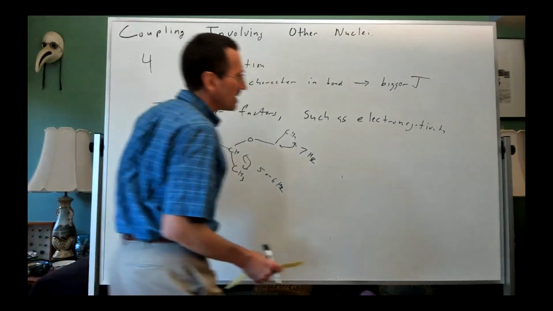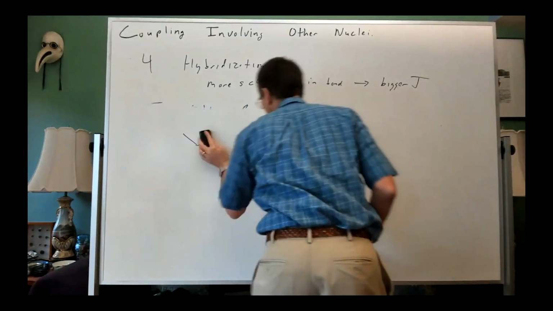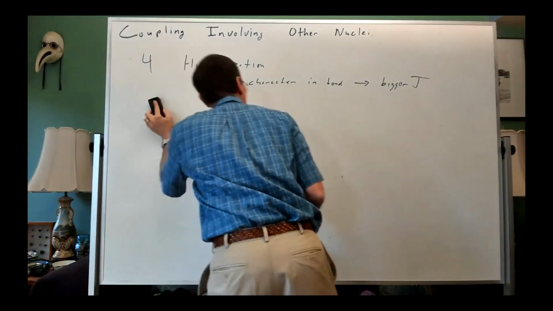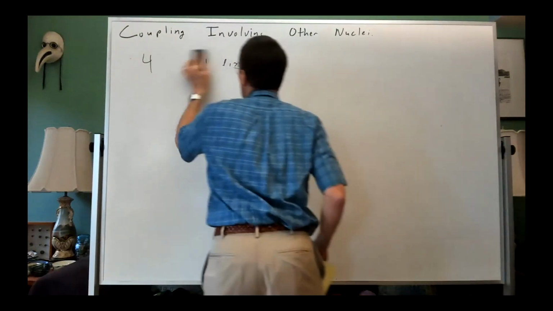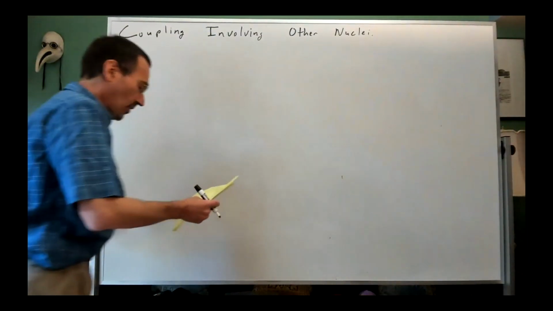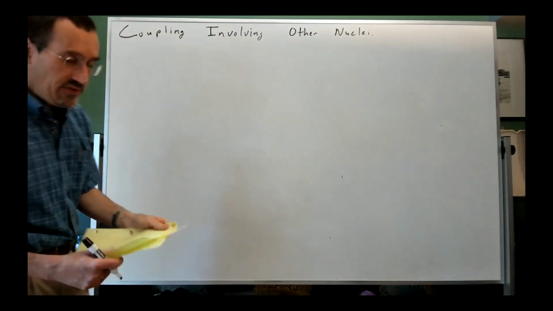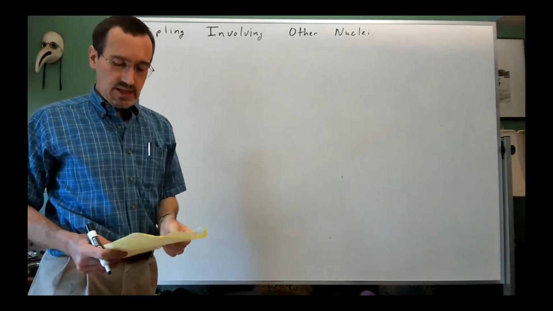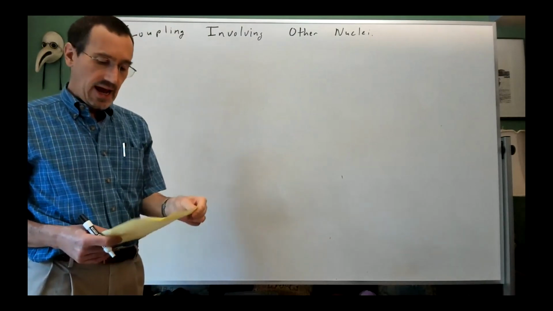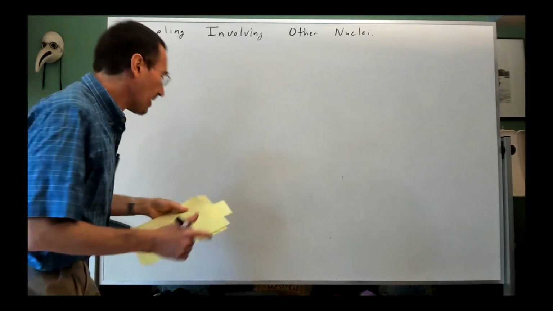So that's an example of other factors that you've seen and we will see again. I think I flashed over that when we talked about diastereotopicity. Let me give you some typical values and then we're going to start to look at some real spectra.